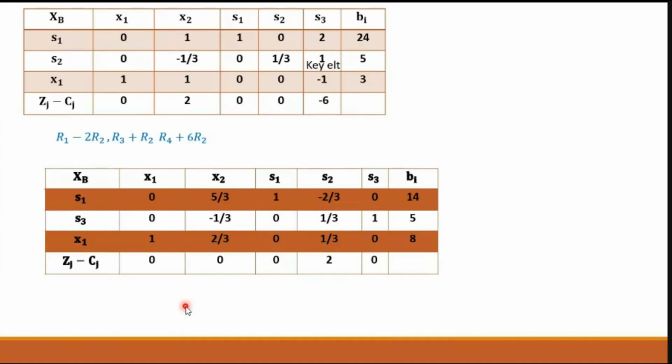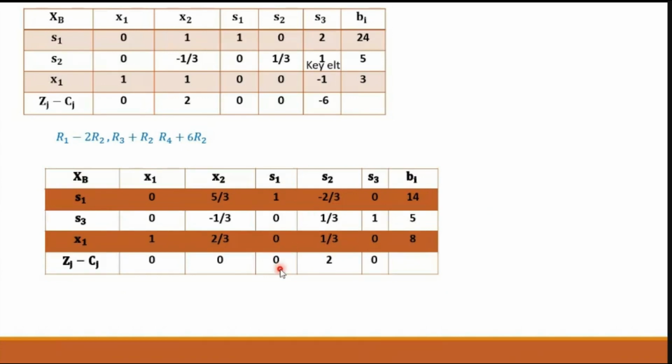And also check whether you are getting 0 below these variable columns. x1 के नीचे 0 आना चाहिए, s1 के नीचे 0 और s3 के नीचे 0. दैट इज कंपल्सरी. बाकी 0 आ गया तो इट्स ओके, बट you have to get 0 for these basic variables, which means now we have got all zj minus cj's positive or 0, which means we have got the final solution. How to write the solution from the final table?